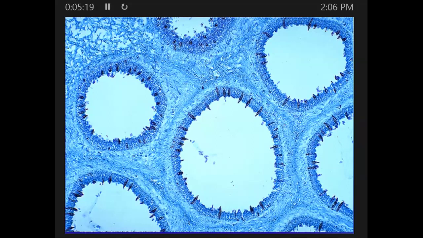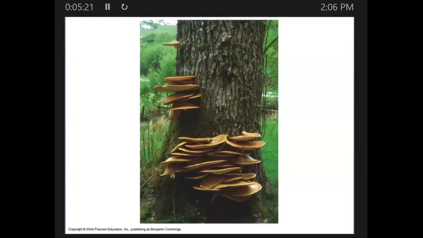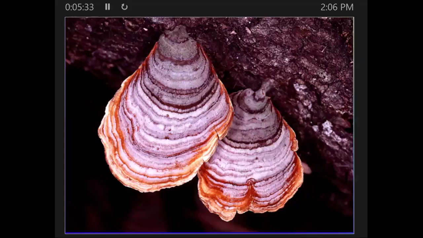So slightly different strategies. And of course, not all fruiting bodies are on the forest floor. Often you see them growing on trunks or on branches. Lots of different colors and pigments.